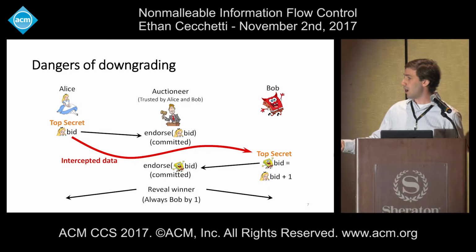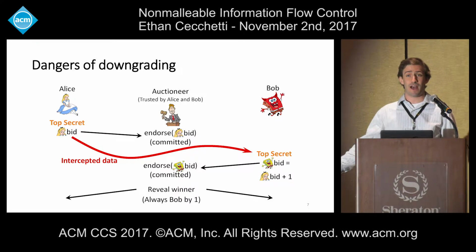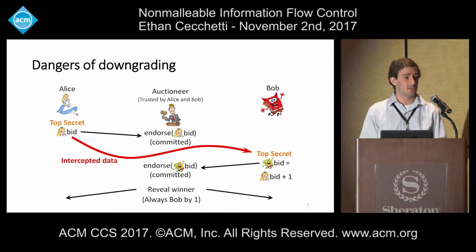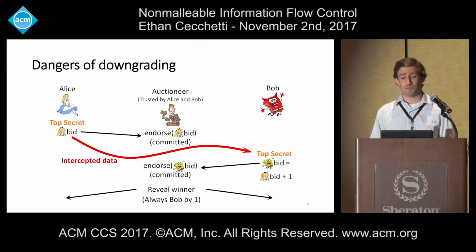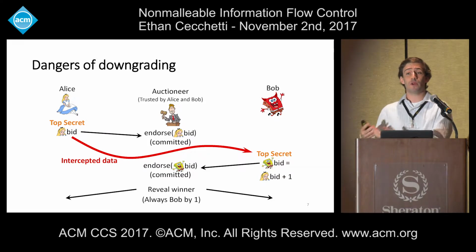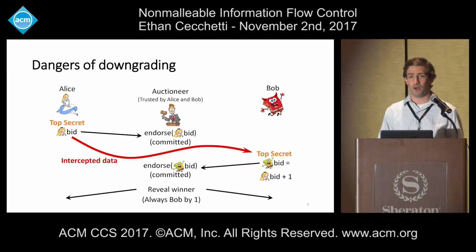But remember, Bob's bid is top secret. So that means Bob could say, take Alice's bid and add 1 to it, and produce a perfectly valid top secret bid that he can use as his own bid. The auctioneer will then accept that as Bob's bid, and Bob will always win the auction by $1. He won't even know what he bid until the end. He'll just know that he's going to win the auction by $1. This is not the behavior we want out of an auction.